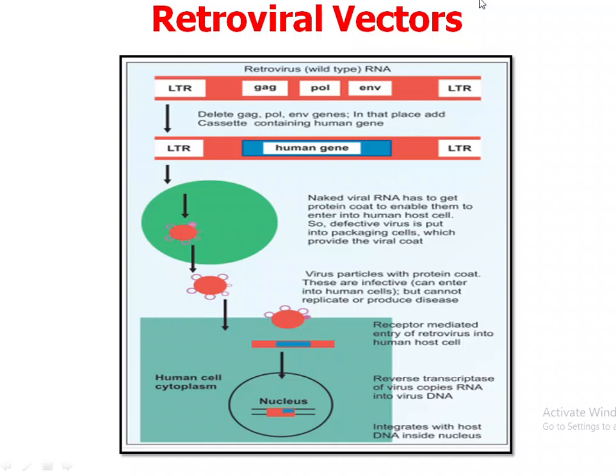The key viral genes, that is GAG, POL and ENV, are replaced by the human gene or the therapeutic gene. The long terminal repeats, that is LTR, are retained as they are required for the integration of viral DNA into the host chromosome. The sequence required to pack the viral RNA into viral protein coats is also retained. For detailed information on how the viruses are modified, please refer to your textbook.